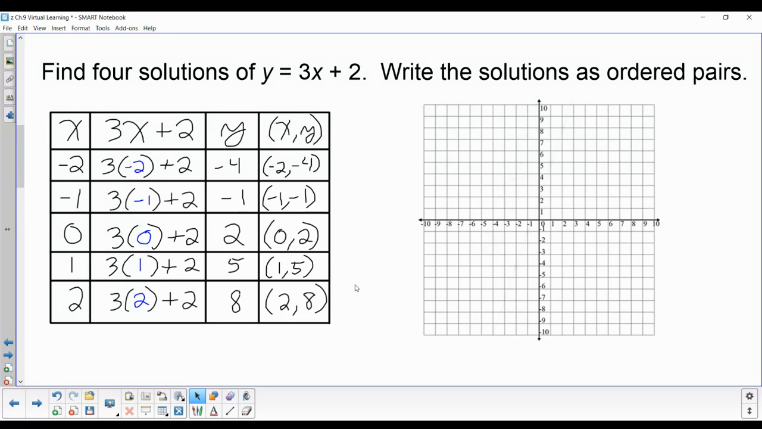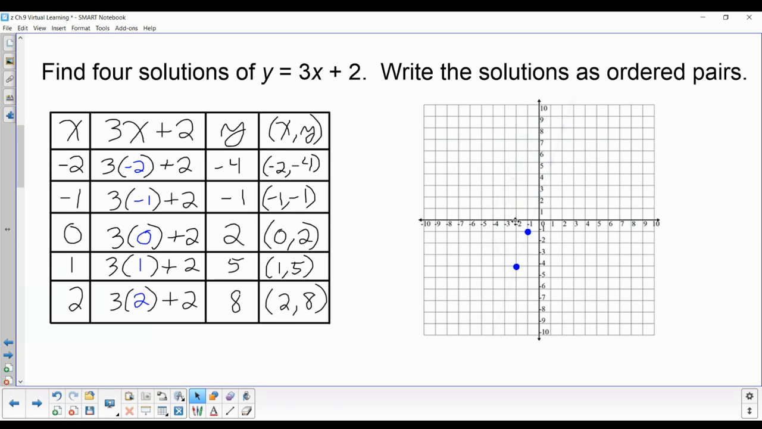We'll graph each point individually first. So -2 comma -4 means you start at the origin, and the -2 is the first number, so you go left 2. And since -4 is the second number, it means go down 4. Put a dot. The next point is -1 comma -1. That means go left 1 and then down 1. So you start at the origin and you count left 1 and then down 1 and then you put a dot.